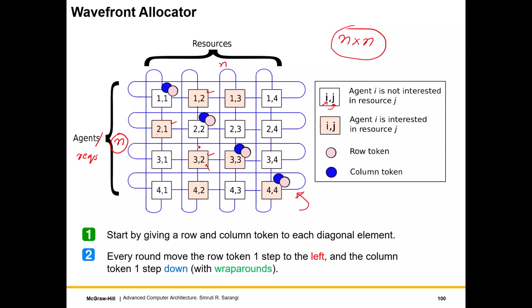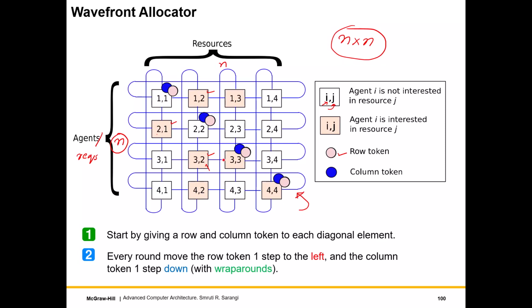So the key point is that we give it 2 tokens. The pinkish one is the row token, which only traverses along the rows, and the bluish one is the column token, which only traverses along the columns. So we start by giving a row and a column token to each diagonal element. As you can see, in all the diagonal elements, we will have 2 tokens each, 1 row token and 1 column token. Then what we do is that we run this algorithm for multiple rounds.